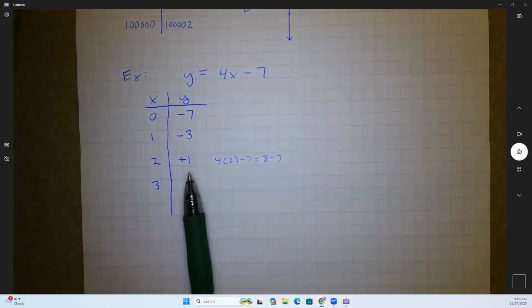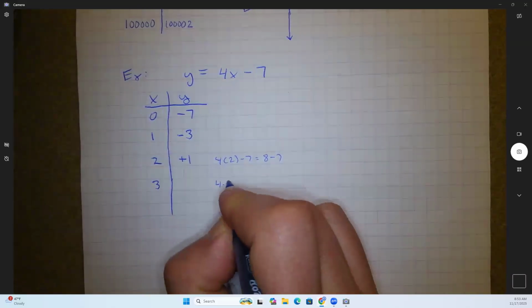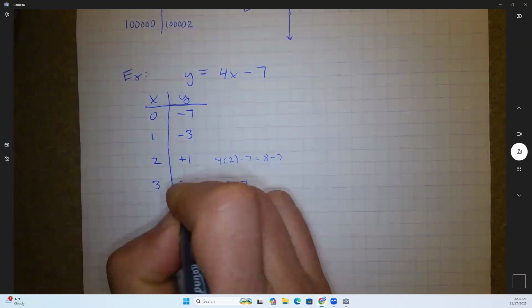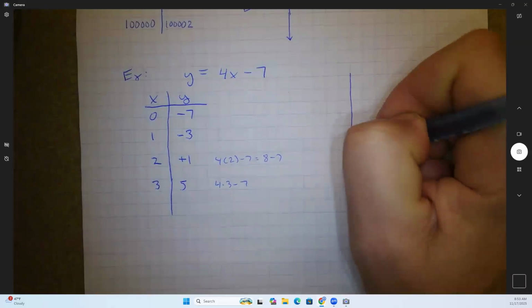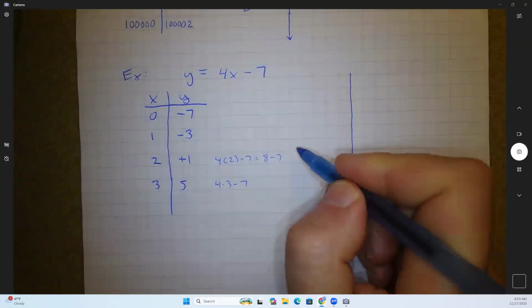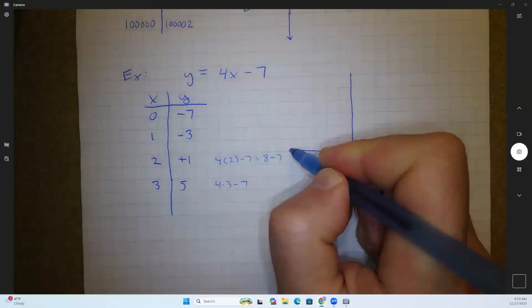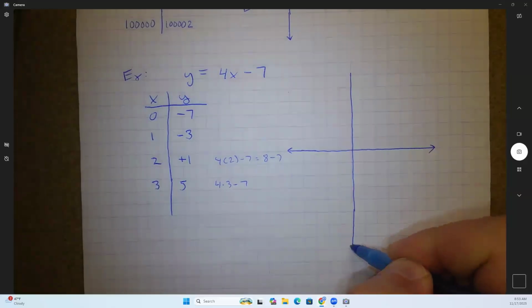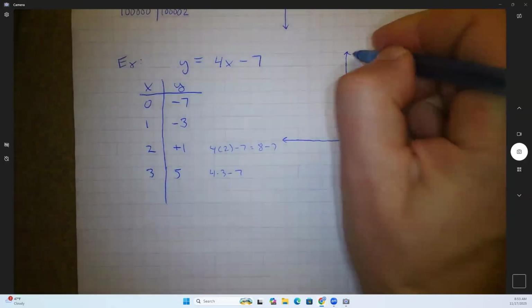But the nice thing about getting it wrong in the table is if you go to graph it, you might notice that you messed up. 4 times 3 minus 7 is 12 minus 7, which is 5. So now I have some reference points. Got to draw my axes big enough to accommodate my reference points.